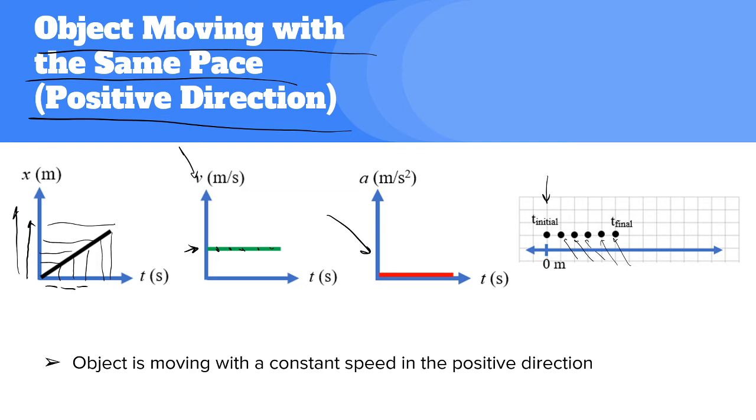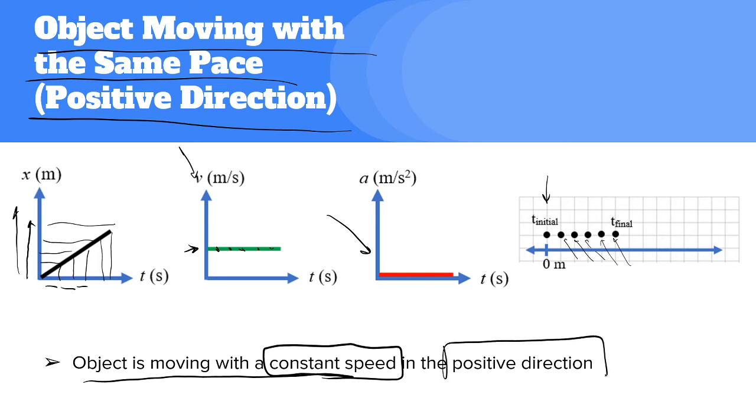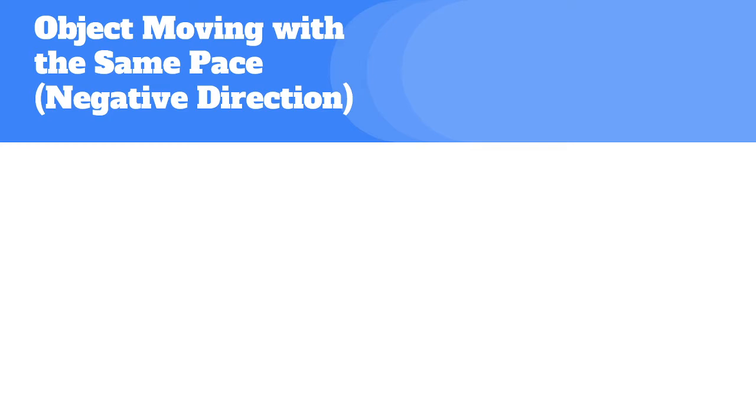And what's your verbal description? Object is moving with a constant speed in the positive direction. All right, those two are important when you're describing the motion. So same idea, but this time you're going to go in a negative direction. So how is it going to look like?